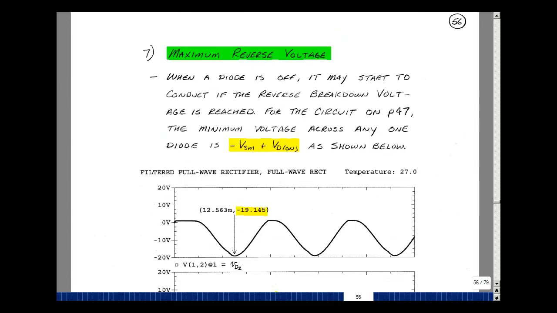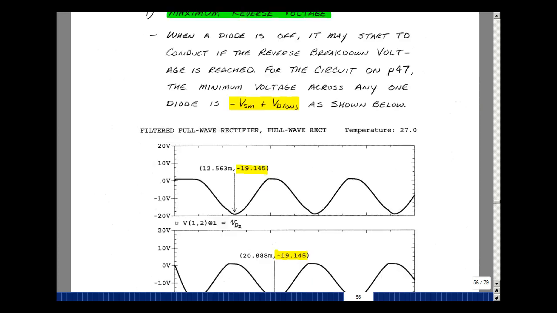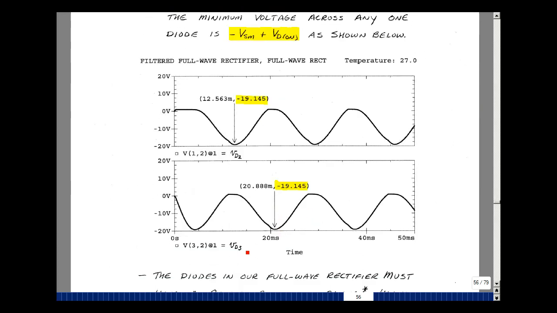Another thing we need to pick for designing a power supply is the breakdown voltage for the diodes. When a diode's off, it'll start to conduct if you reach the reverse breakdown voltage. In our circuit on page 47, we saw that the minimum voltage across the diode was minus V sub M plus 1 diode drop. Let's just verify that. Here's the voltage across diode D2, same as D4. And at this particular point, I get minus 19.145. If you add 20 to that, you get the drop across the diode, which is about 0.855 volts. We get the same number for diode D3 and also for diode D1.